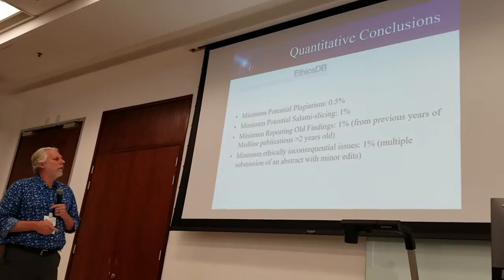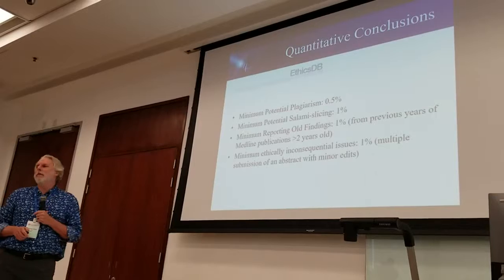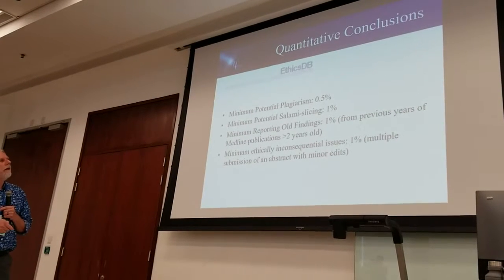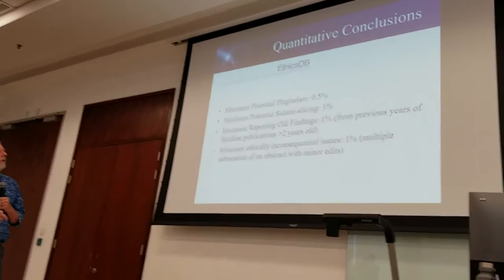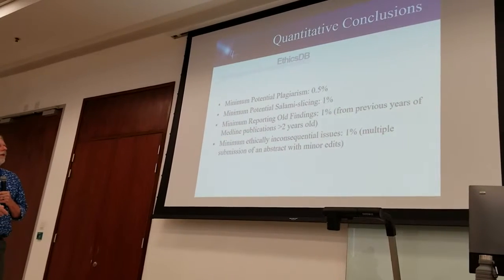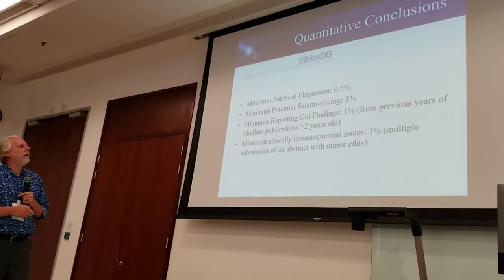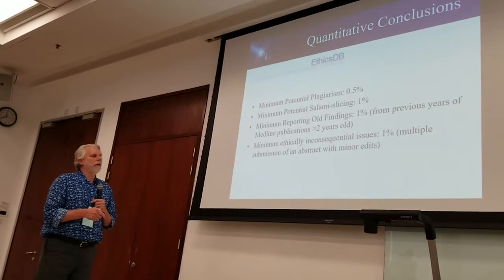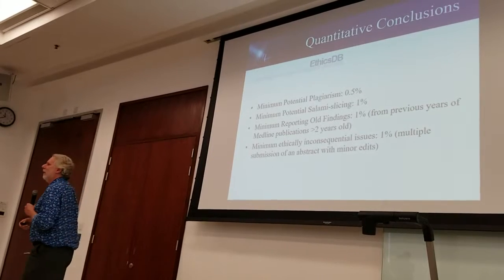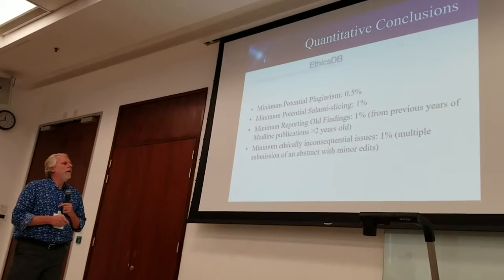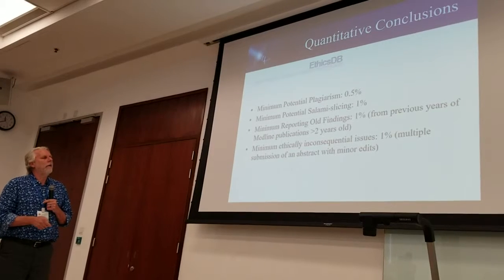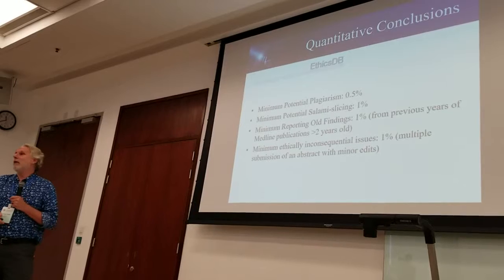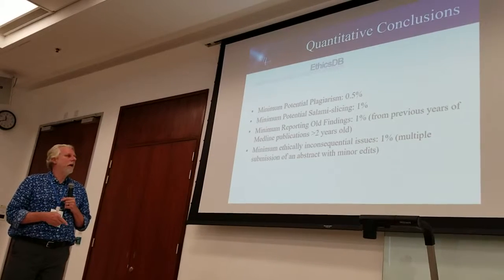So what are the conclusions here? When we look at all these things, we're working on a manuscript right now on this, but basically about 0.5% are potential plagiarisms, 1% are salami sliced, 1% are old findings, whether they're old in that they've been in Medline for over 2 years, or they're old in that they were presented in a previous year. And then there's a whole bunch of errors and other things where there's highly similar stuff which are inconsequential from a research integrity standpoint, and that's about 1%.